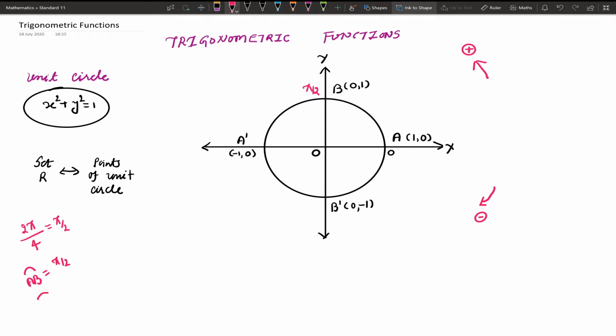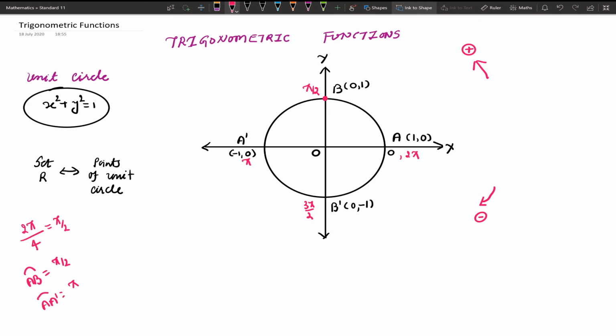Similarly, length of arc AA prime will be pi. So here pi, again pi by 2 plus pi by 2 plus pi by 2, so 3 pi by 2. And if we complete one anti-clockwise circle, then when we reach A again, total travel distance, that is real number related, will be 2 pi.